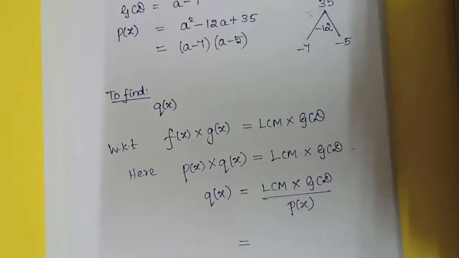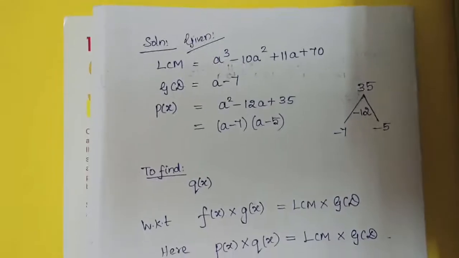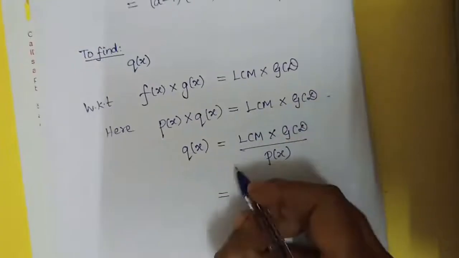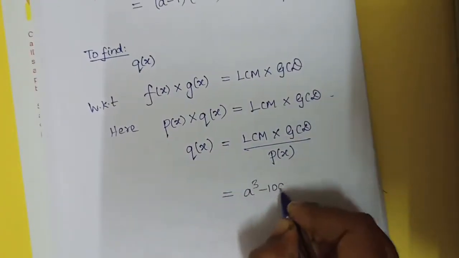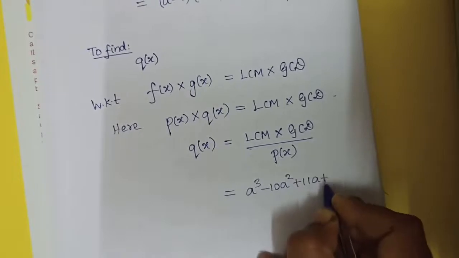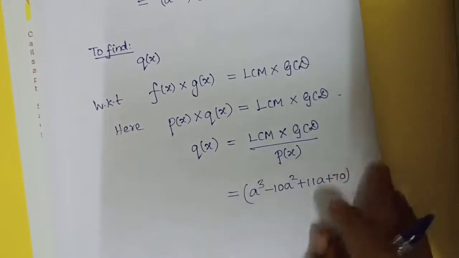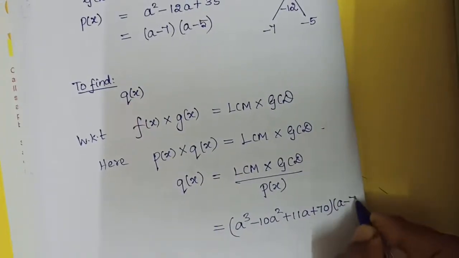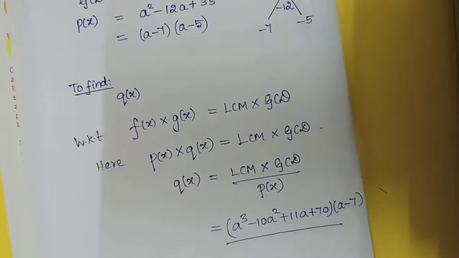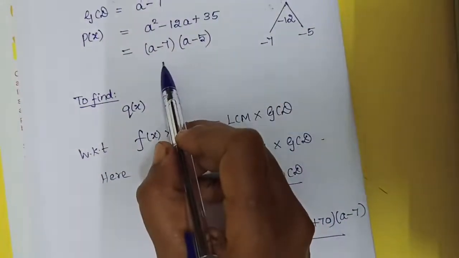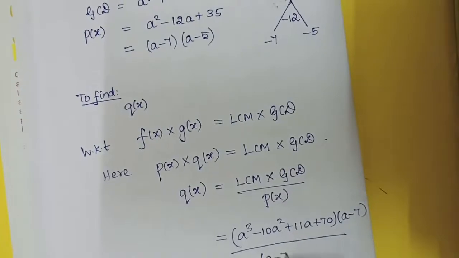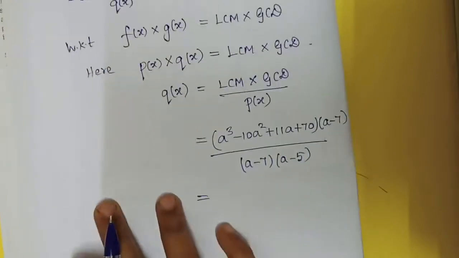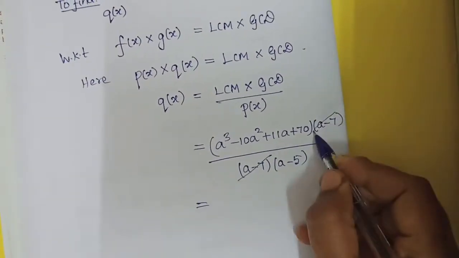Shall I write the LCM here? What is the LCM given? Yes, a cube minus 10a square plus 11a plus 70. So a cube minus 10a square plus 11a plus 70 into GCD. See in the top, a minus 7. So a minus 7 divided by, what is P of x? We already resolved into factors. So a minus 7 into a minus 5. Is there any possible cancellation? Yes, a minus 7 and a minus 7.